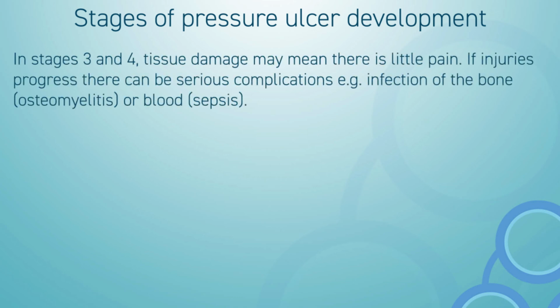In stages 3 and 4, tissue damage may mean there is little pain. If injuries progress, there can be serious complications, for example, infection of the bone or blood.